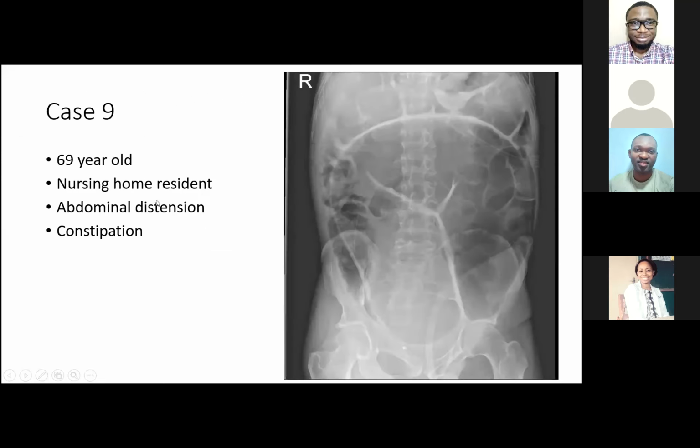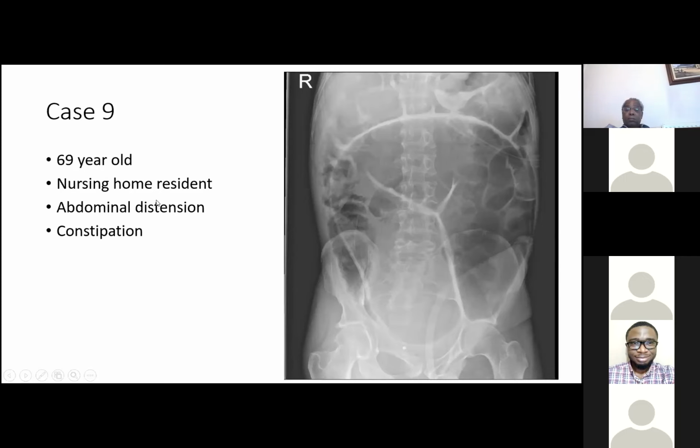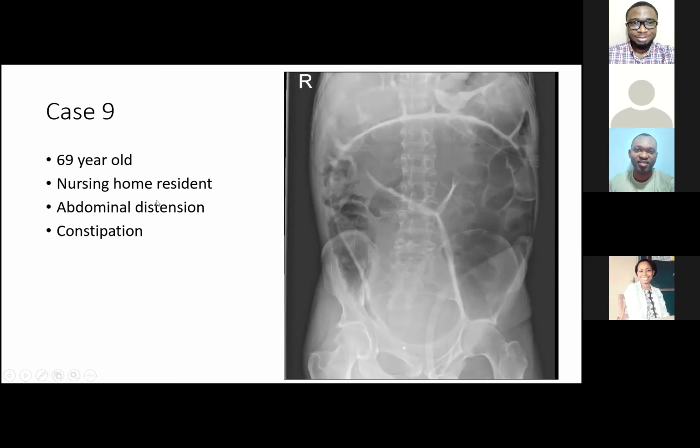So case number 9, this one should be fairly straightforward for you guys. This is a 69-year-old nursing home resident, abdominal distension and constipation. And this was the X-ray on admission. Can anyone hazard a guess as to the diagnosis? I need a diagnosis this time because I think this is one that is a fairly typical appearance of the diagnosis. Anyone give me the diagnosis here, please?